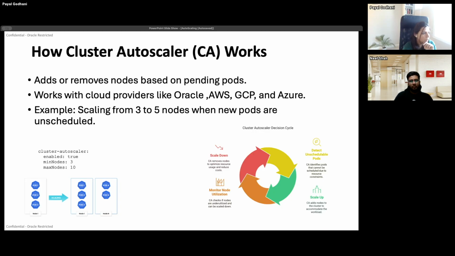So you typically use the cluster autoscaler by specifying the minimum number of nodes and the maximum number of nodes. It works with all major cloud providers out there. But the main metric on which the cluster autoscaler works is your unscheduled pods.